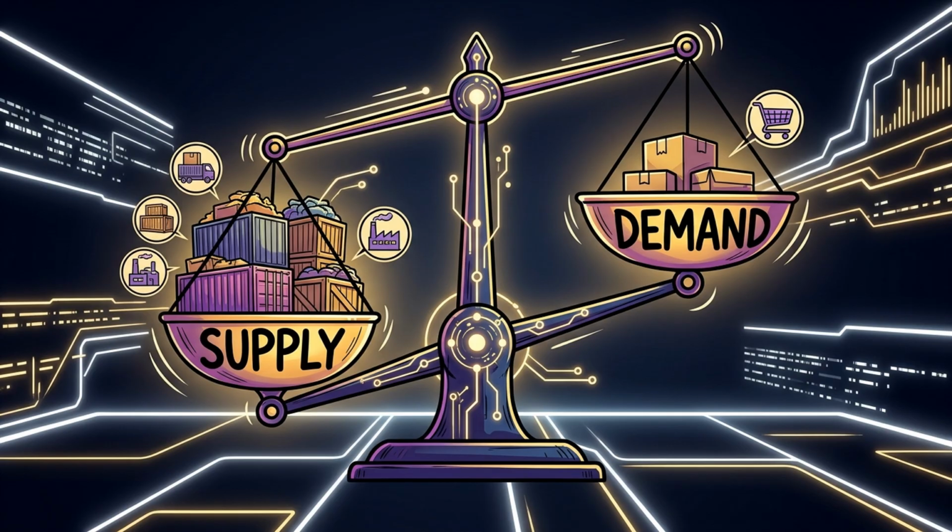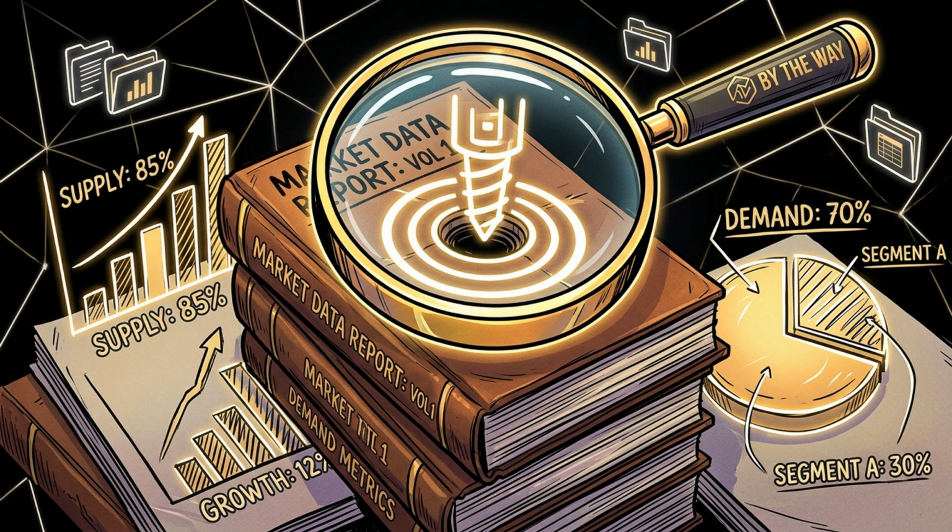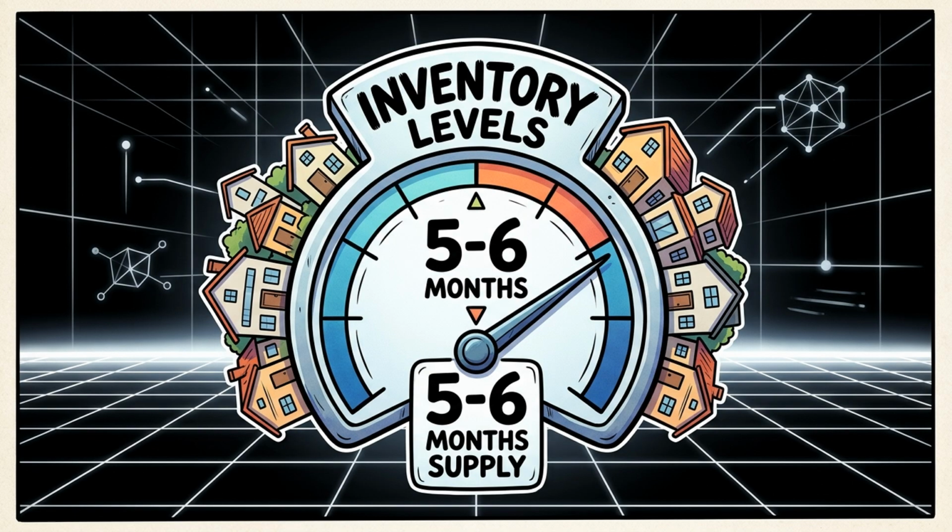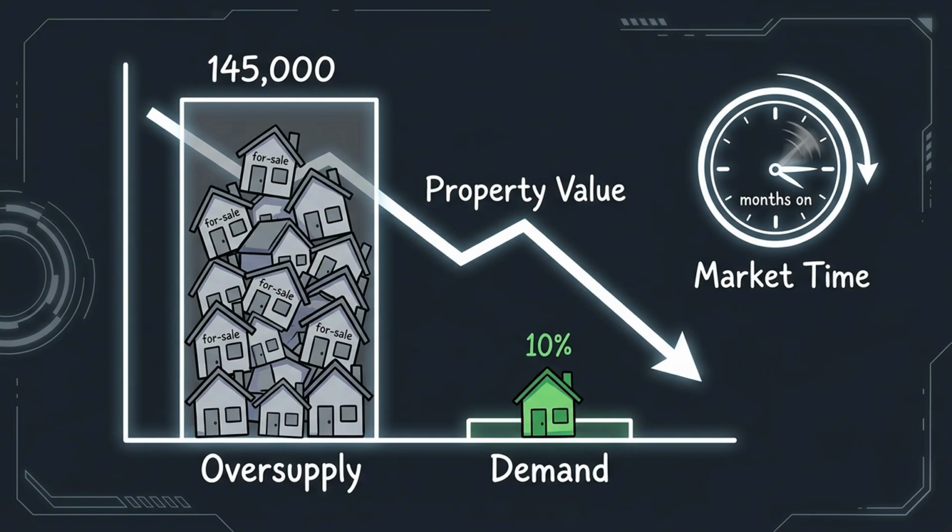That is the easy win, but now we need to look at the supply and demand dynamic. This is the second point, and it requires a bit more digging. You need to check the inventory levels in your target market. If there is a massive oversupply of houses, your property will sit on the market for months if you ever decide to sell or rent it out.